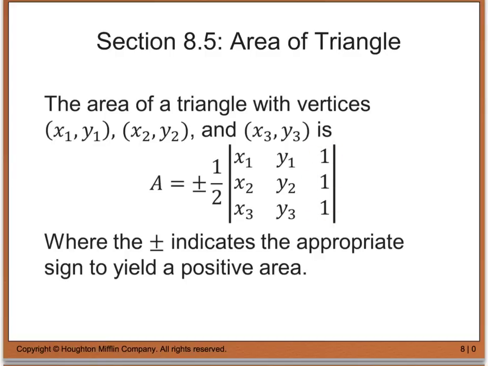Now we need this plus or minus here to accommodate the sign of the actual determinant, because it doesn't make sense to have a negative area. So if I calculate a determinant and get a negative number, I'm just going to take the negative of that so that I end up with a positive area. If I end up with a positive determinant, I'm just going to leave it positive.